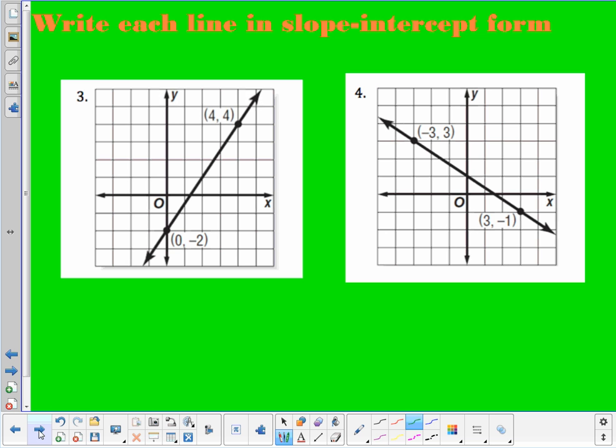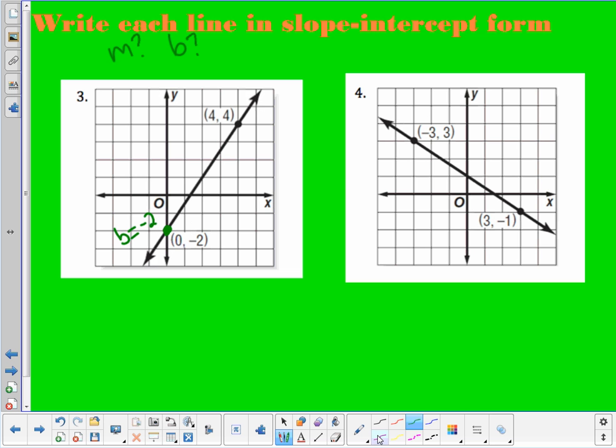Now let's talk about how we would write an equation from a graph. So the two things that we need to know are the m, what's the m, and what's the b. The b is pretty easy to find usually. The b is where it crosses the y-axis on the graph. So when I'm on the y-axis, the graph crosses it down at -2. So I know that b is equal to -2.